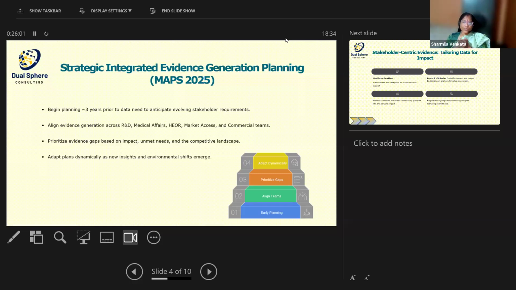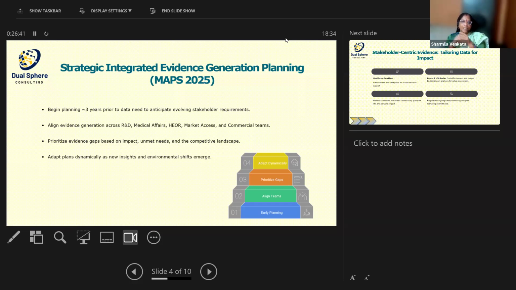So, next one is prioritizing the gaps. Not every evidence gap is equally important. Some will directly influence market access or prescribing decisions, while others are nice to have. But prioritization helps allocate resources where they'll have the most impact. For example, if an HTA body is particularly focused on quality of life outcomes, that becomes a high priority evidence gap to fill before launch.